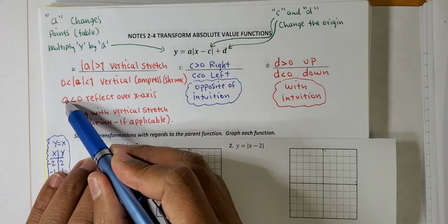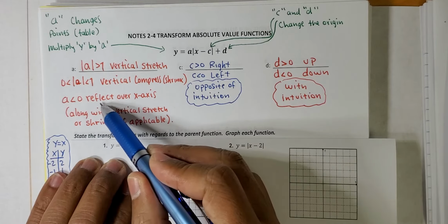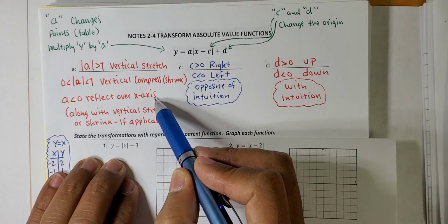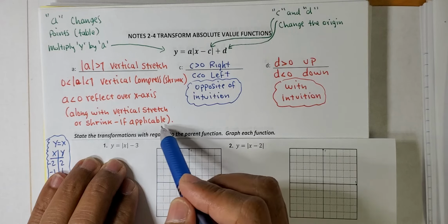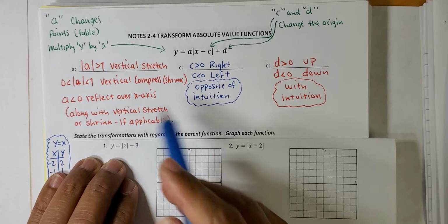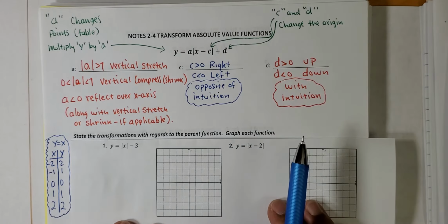Now, what happens if A is less than 0? Then in this case, the graph is going to reflect over the x-axis, along with a vertical stretch or shrink if applicable. So you might see that these will be combined sometimes. So I think I've said too much.